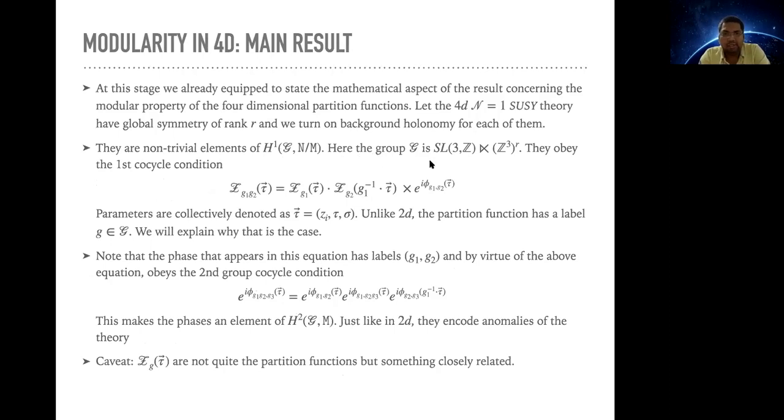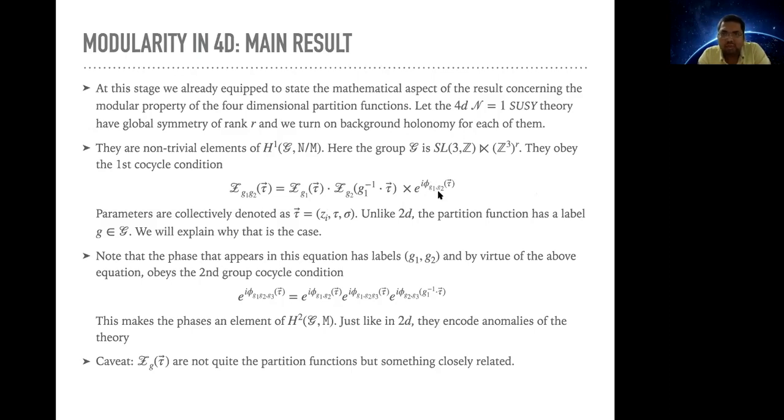These are just results. But here the group is SL3Z semi-direct product Z cubed to the power R. R is because there are R holonomies, and because it's an element of H1, in particular, it obeys the first group cocycle condition like so. And this is only up to a phase because it's mod M, so let me add a phase here. So as you can see, this equation is very similar to the equation obeyed by the two-dimensional partition function, but it's one higher level, okay? Because you see, this partition function obeys the equation that was obeyed by the phases, but modulo a phase itself.